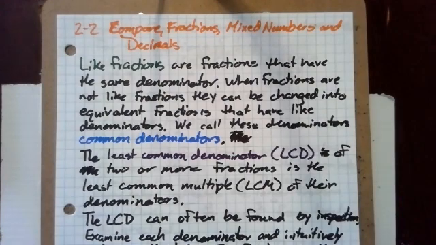The least common denominator, or LCD, of two or more fractions is the least common multiple, or LCM, of their denominators. The LCD can often be found by inspection. Examine each denominator and intuitively determine the LCD. For fractions with larger denominators, you may need to use the process discussed in section 2.1.